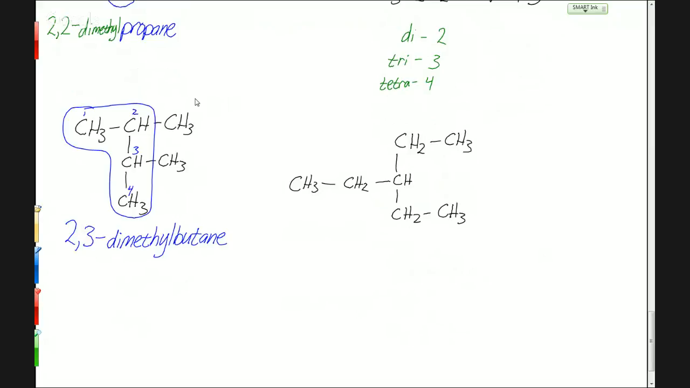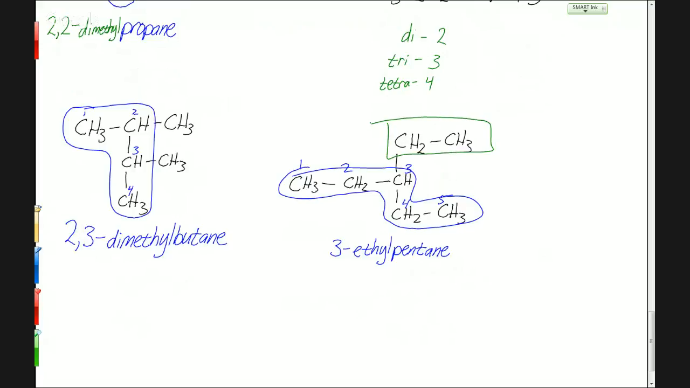Okay. The next one over here, I got 3-ethylpentane. Yeah. So here's our longest chain, or one of the possibilities. 5 carbons. 1, 2, 3, 4, 5. And then our substituent is a 2-carbon substituent. There's an ethyl instead of a methyl.